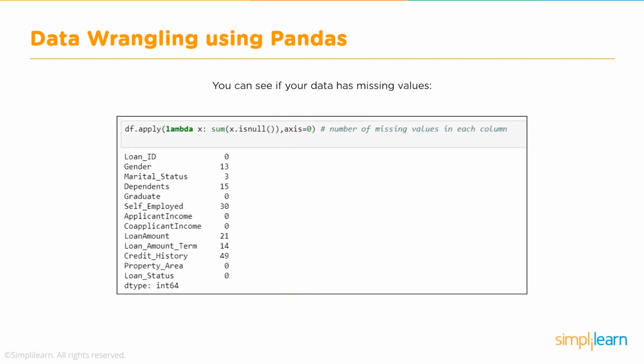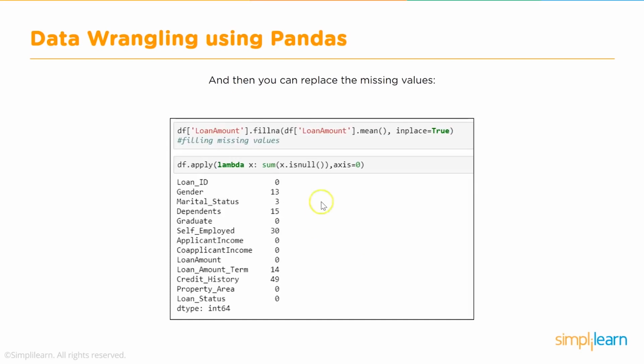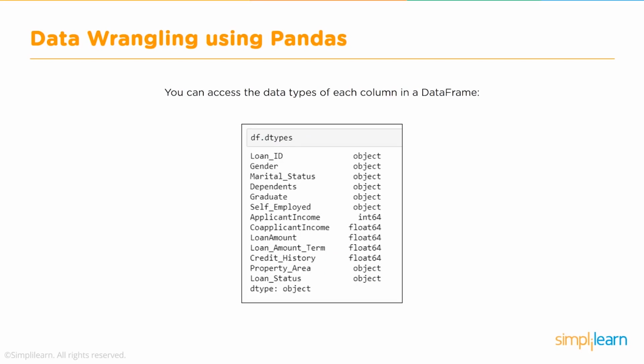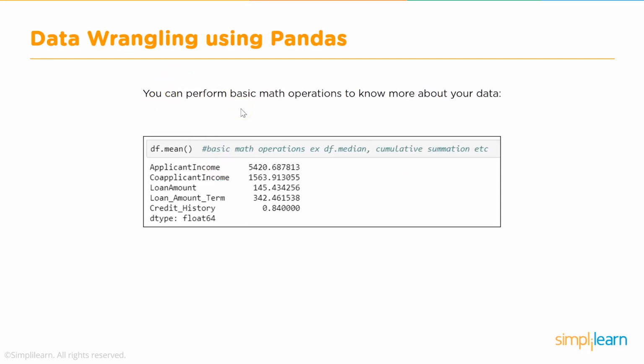If you see, in the previous case loan amount had 21, and now we went ahead and filled all of those with the mean value. So now there are 0 with missing values. Okay, so this is one part of a data wrangling activity. What else can you do? You can also check what the types of the data are. df.dtypes will give us the various data types. You can also perform some basic mathematical operations.